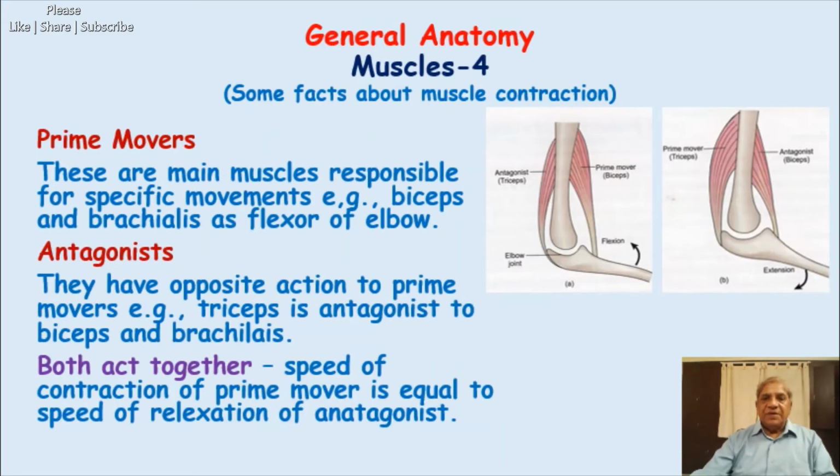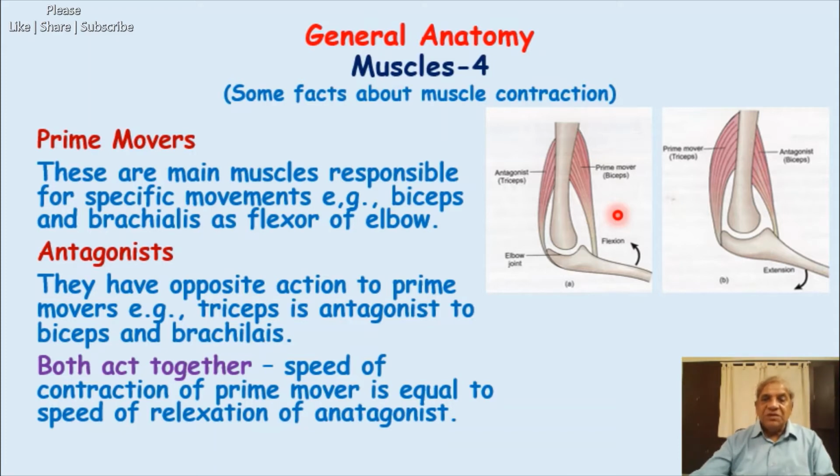Now, what is the prime mover? Let us learn what the prime mover is. The prime movers are the main muscles, as I said, which are responsible for a specific movement. Now, see here, this is the humerus, this is the ulna, this is the elbow joint, and on the anterior aspect of the humerus, there is the attachment of the muscle called biceps. Whenever the biceps contracts, it will pull the ulna towards the arm, that is, flexion movement will be produced. So what is this biceps?